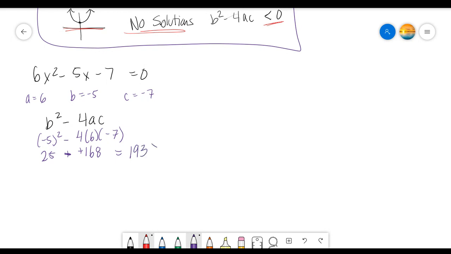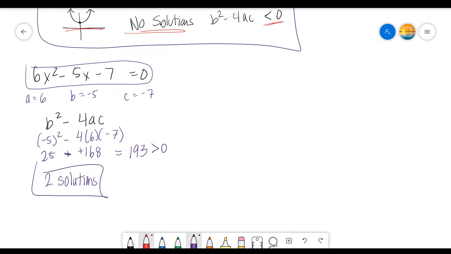Since 193 is greater than 0, it's a positive number, that means that this quadratic right here is going to have two solutions. Now, I don't know what those two solutions are. That's not what the discriminant tells me. It just tells me that I do have two solutions. So now I can make my way towards solving them if I really wanted to. Okay? Okay, here's another one.